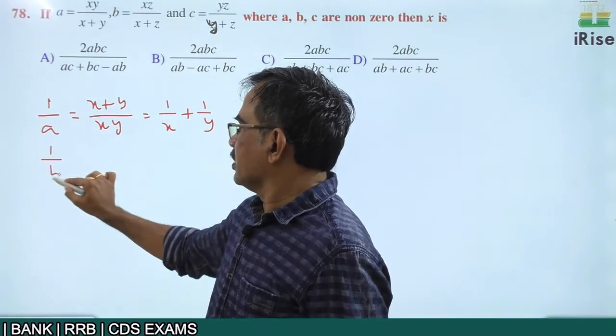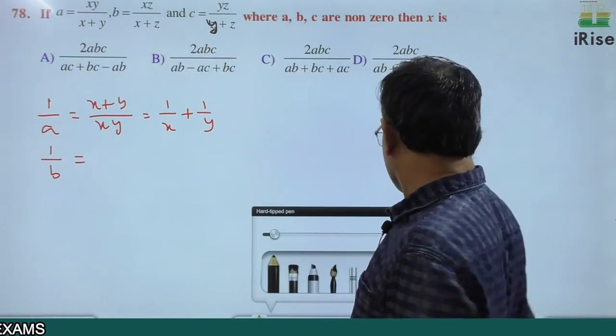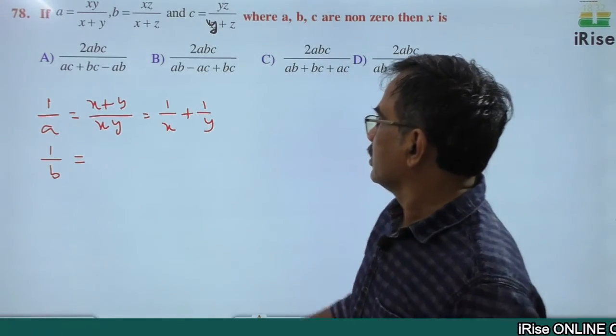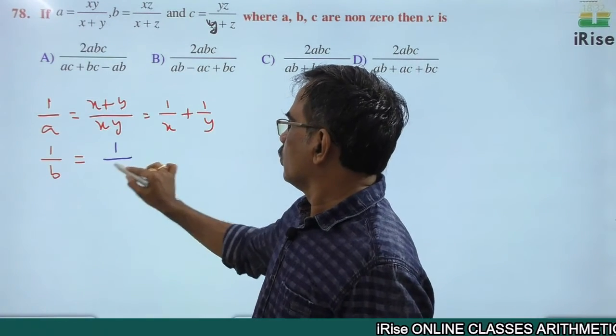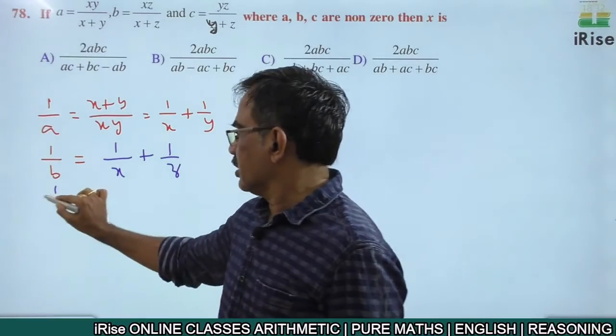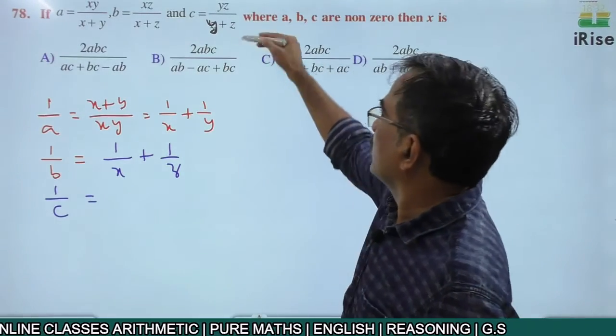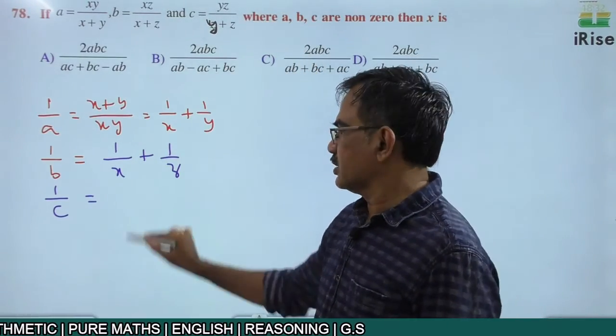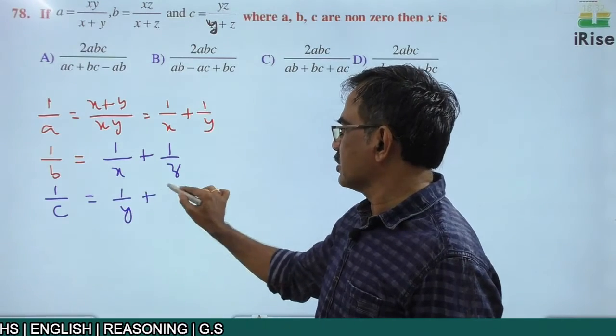Similarly, what is 1 by b? It is nothing but 1 by x plus 1 by z. Similarly, 1 by c is equal to 1 by y plus 1 by z.